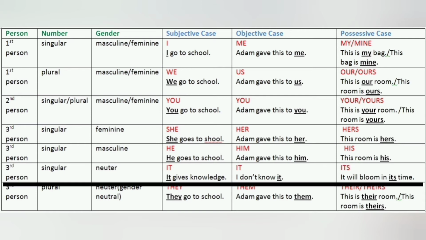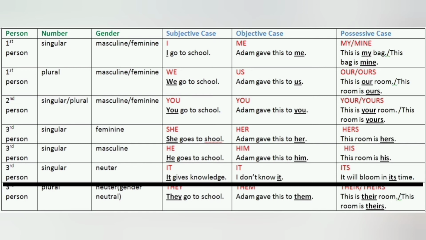Now, if we are talking about a person, but usually a thing, a plant or animal, and is singular and is a neuter, gender is unidentified, or there is no gender, we use it for the subjective case, meaning it is the doer of the action word. So in a sentence, we say it gives knowledge.